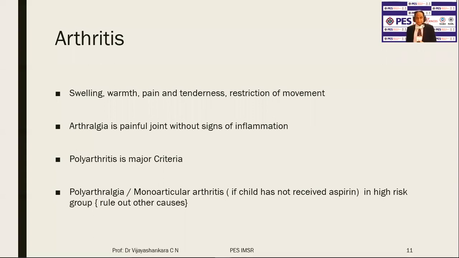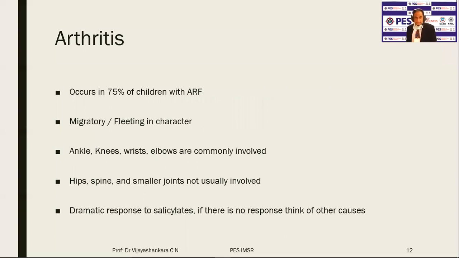Polyarthritis is a major criterion, as we discussed already. Polyarthralgia, or monoarticular arthritis if the child has not received aspirin, in a high-risk group can be considered as a major criterion. But before considering polyarthralgia or monoarticular arthritis, you have to rule out the other causes for polyarthralgia and also other causes for monoarticular arthritis. And then you can take it as a major criterion for acute rheumatic fever.